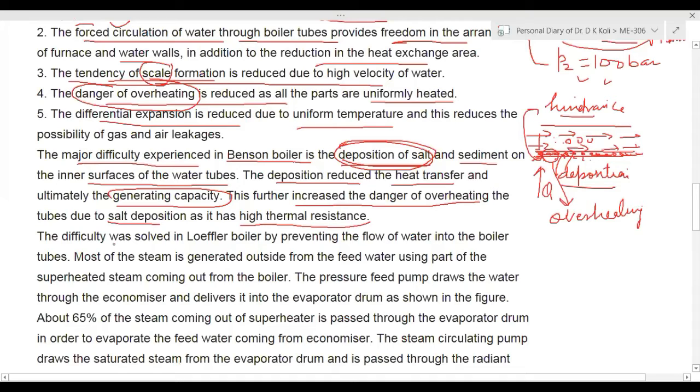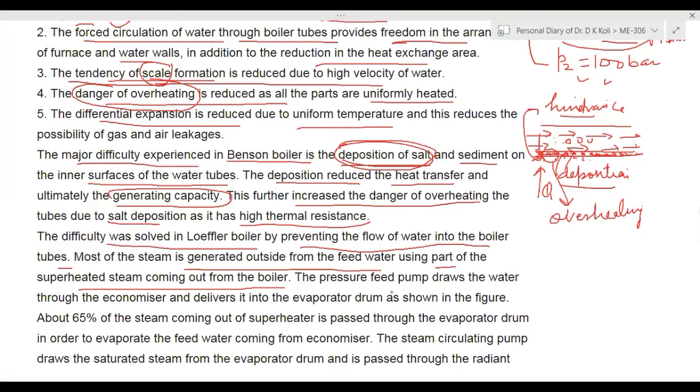So this difficulty was solved in the Loeffler boiler by preventing the flow of water into the boiler tubes. Most of the steam is generated outside from the feed water using part of the superheated steam coming out from the boiler. Now, if the problem we are facing is salt deposition creating a hindrance in the heat flow, how can we solve the problem?